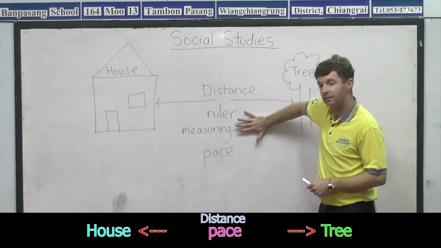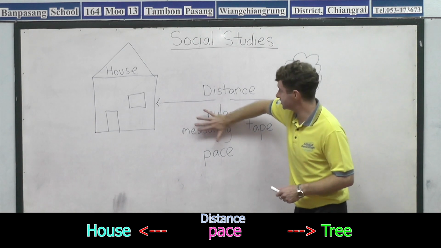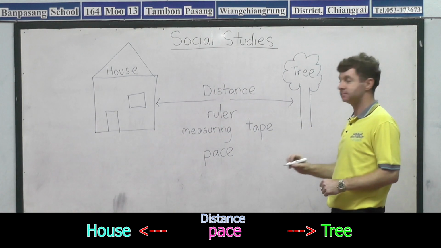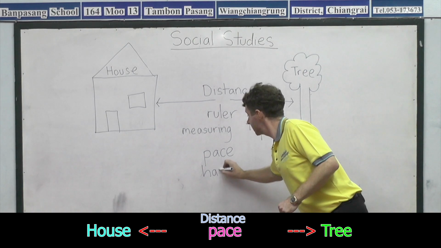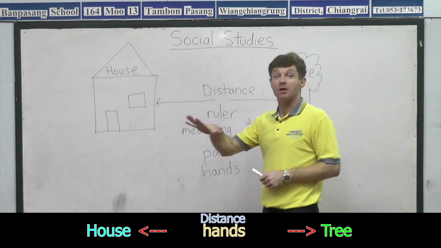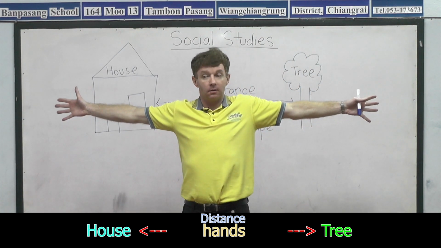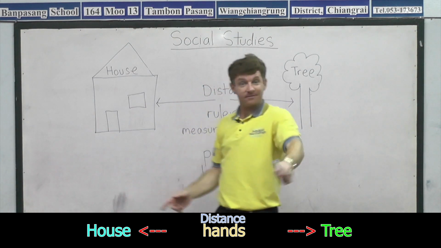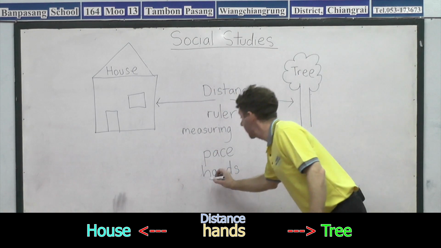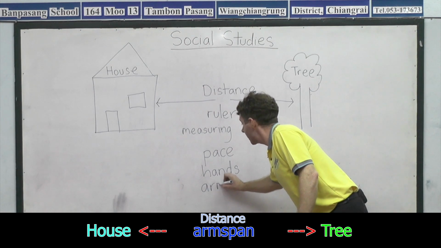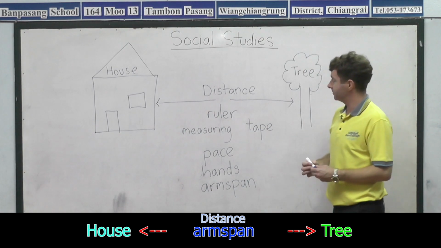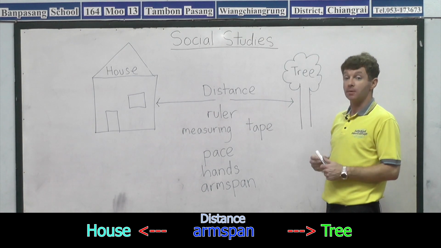Or hands. People would use their hands. One hand, two hands, three hands, four hands, five hands. How do we spell hands? H-A-N-D-S. Or if it's larger than measuring with hands, we can use our arms. Excellent. We can use what's called our arm span. A-R-M-S-P-A-N.